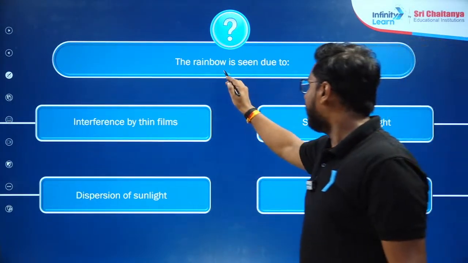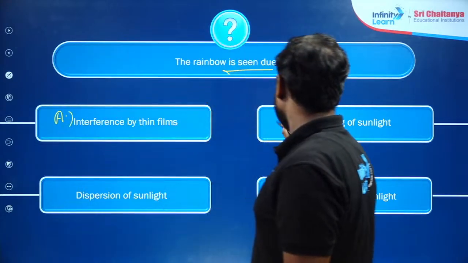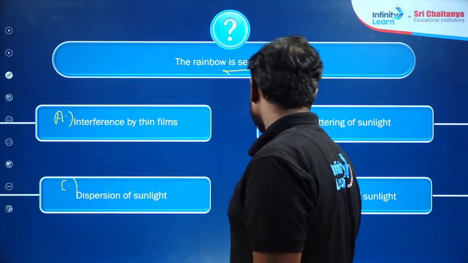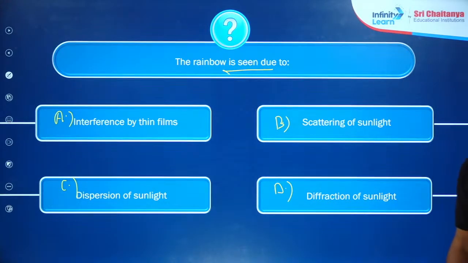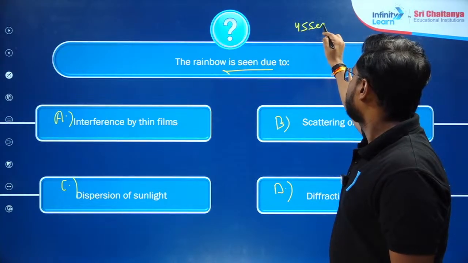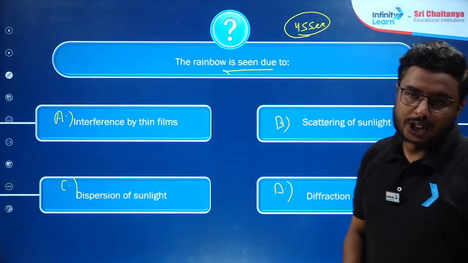The rainbow is seen due to, very easy question it is. Option A, interference by thin films. Option B, scattering of sunlight. Option C, dispersion of sunlight. And option D, diffraction of sunlight. Quickly answer. 45 seconds, more than enough. Quickly answer, everyone. Very easy question it is.